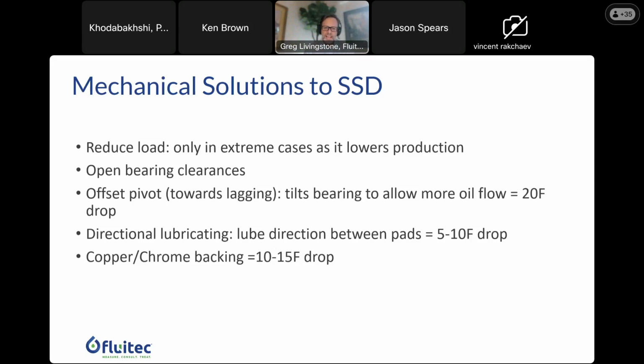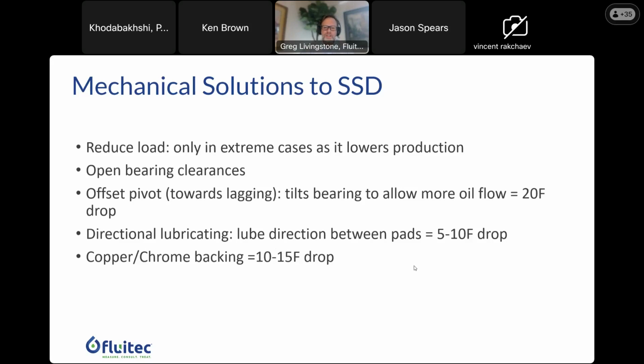Directional lubricating. This is another form of lubricating the bearings. There's a great article if you're interested in this. Heinz Bloch wrote a great article on this in Machinery Lubrication. It talks about directional lubrication. You can see a nice drop in temperature here as well.